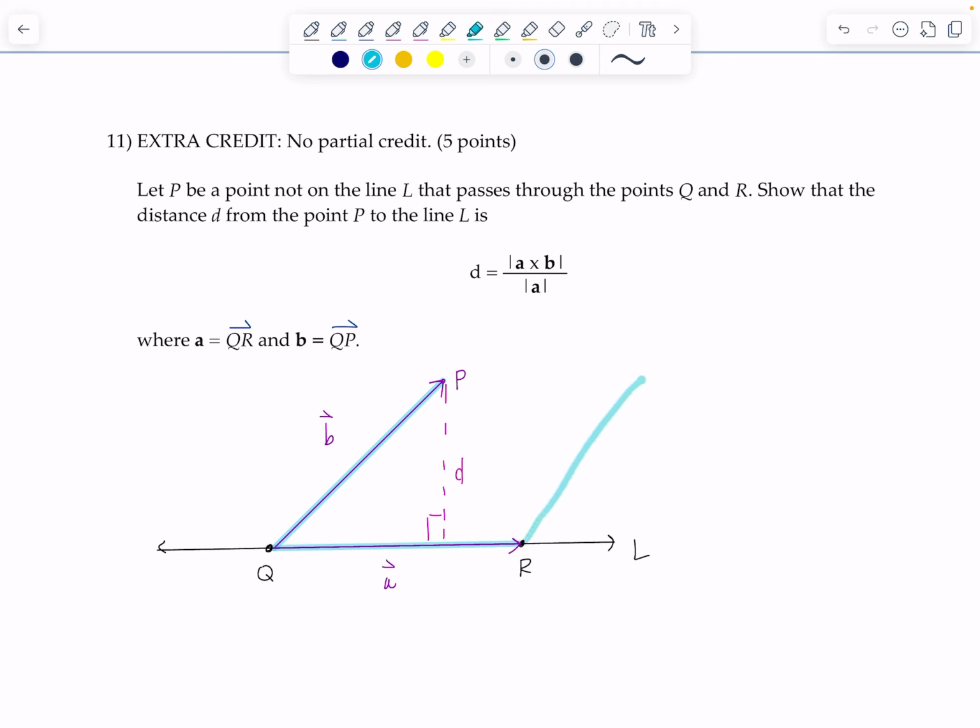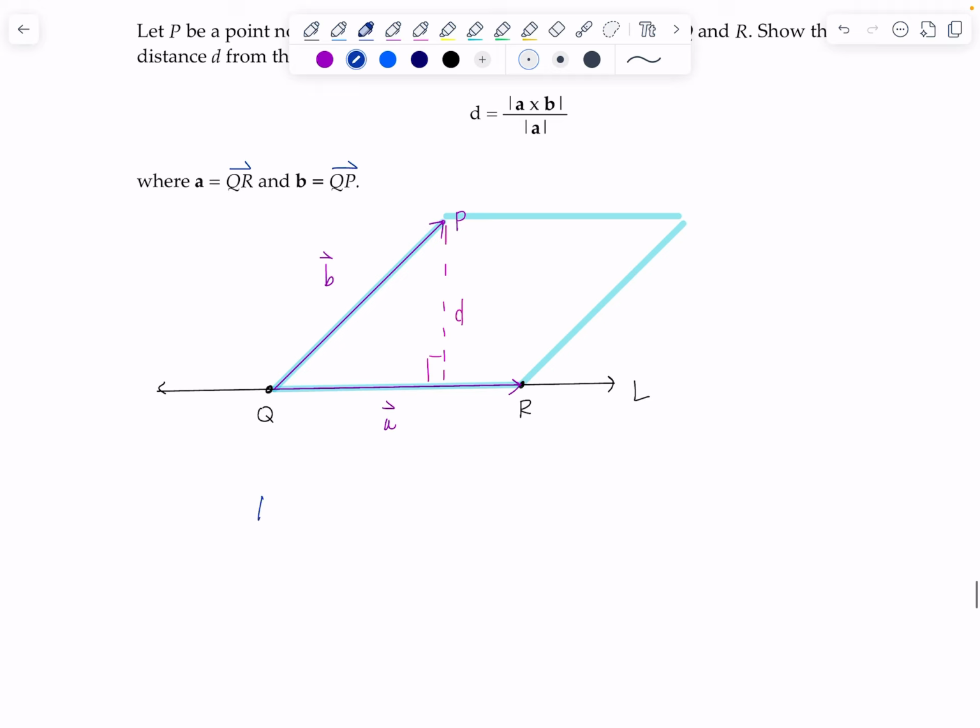And we know we can find the area of the parallelogram. I've already discussed it in a previous problem. The area of that parallelogram is equal to the magnitude of the cross product of the 2 vectors that define it. So it would be the magnitude of the cross product of A and B.